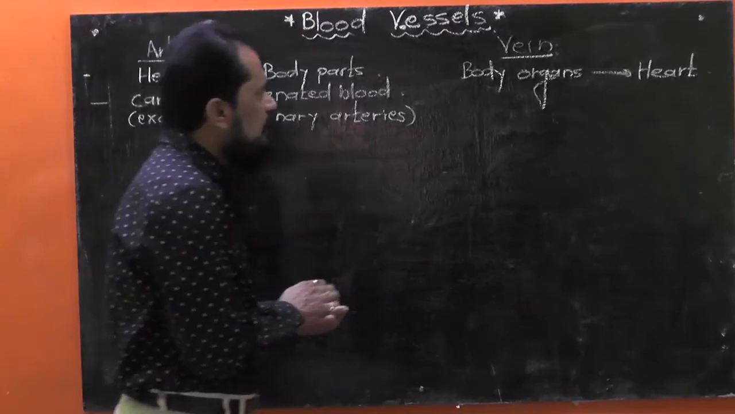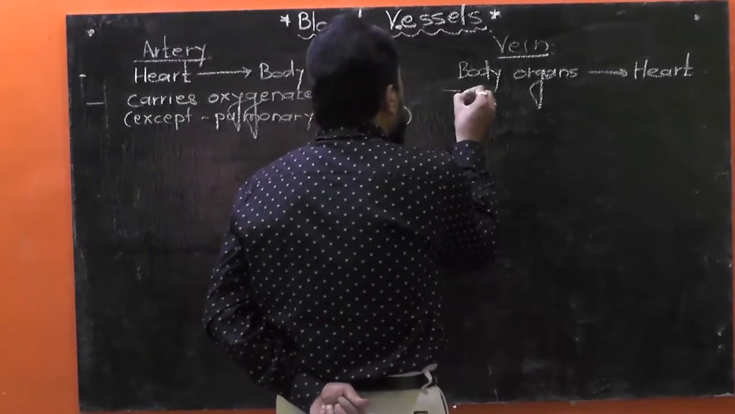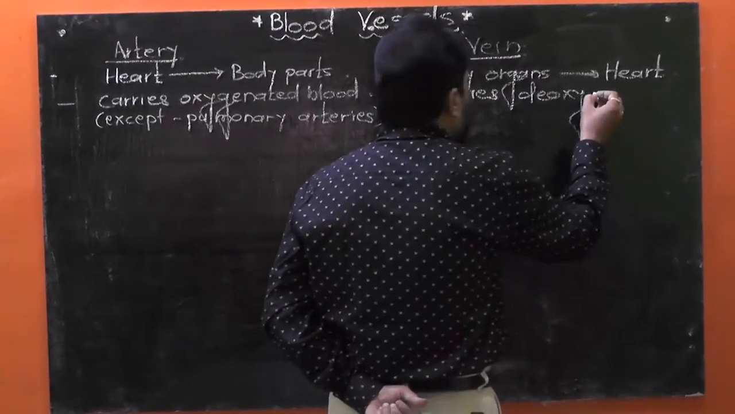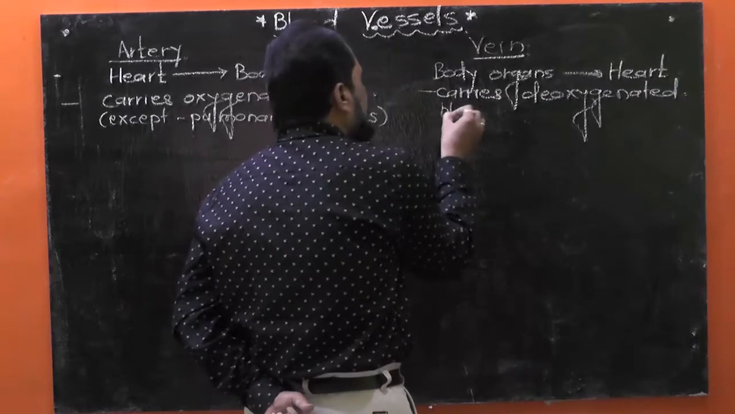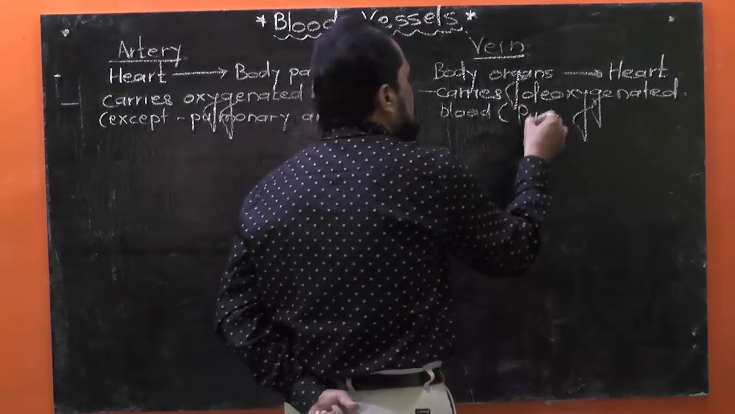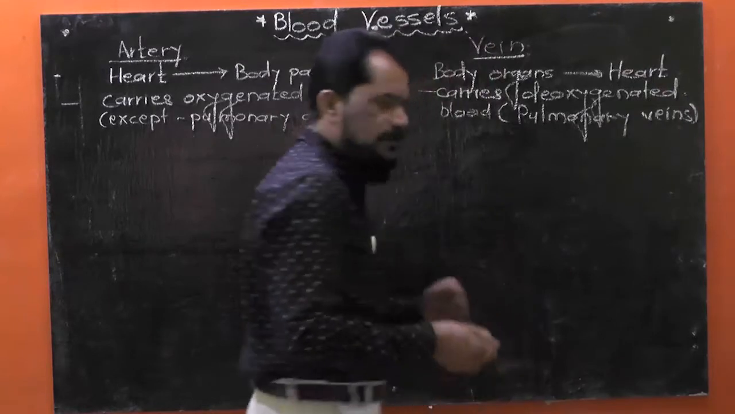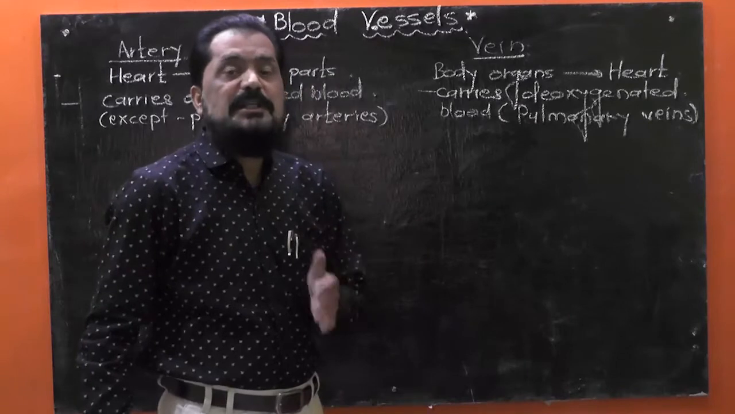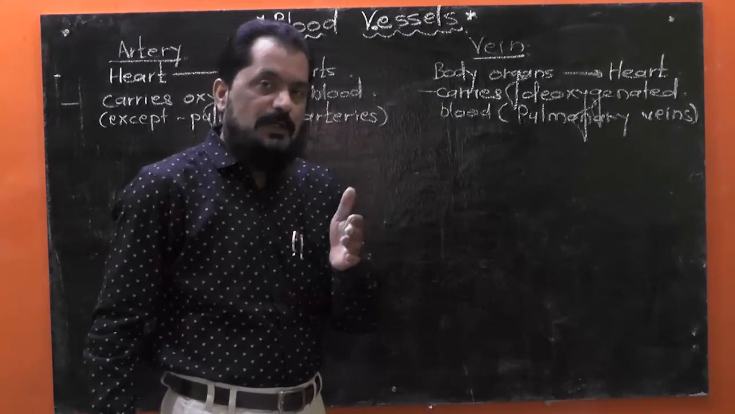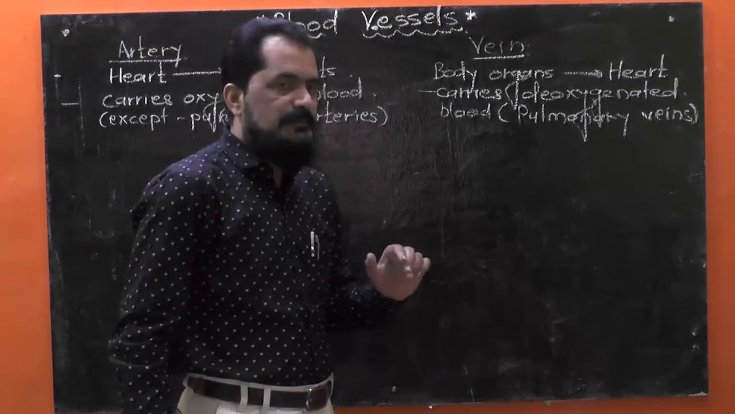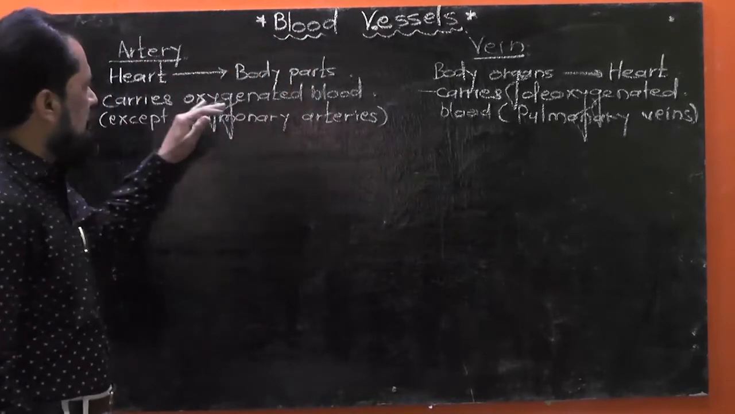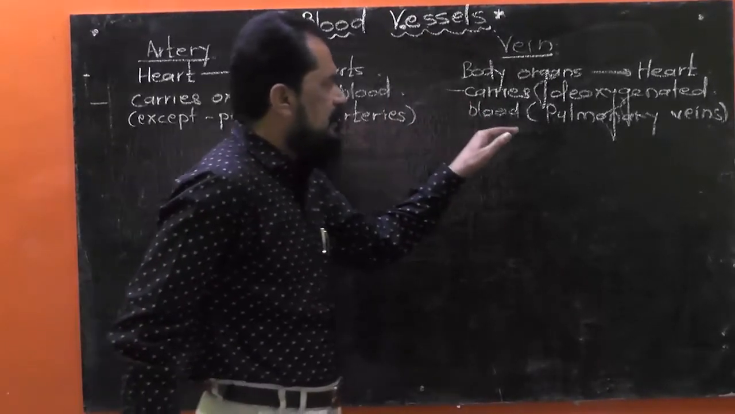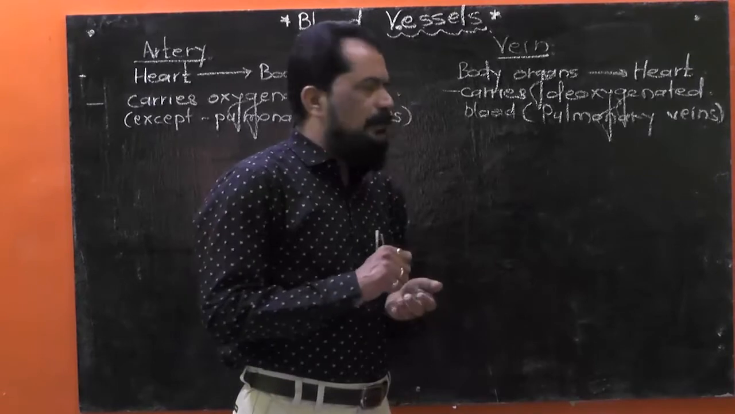On the other hand, the veins carry deoxygenated blood, that is non-aerated blood. Again, except pulmonary veins, because we know that the pulmonary veins carry oxygenated blood from lungs to the heart. So, except this exception, the arteries carry oxygenated blood, except pulmonary arteries, and veins carry deoxygenated blood, except pulmonary veins.